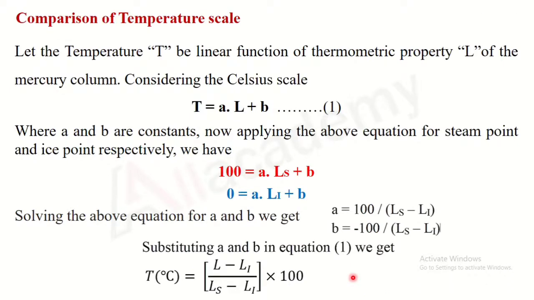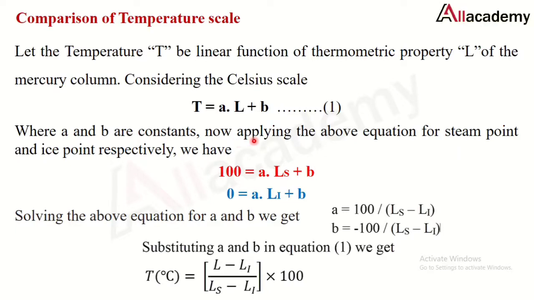Now let us see the comparison of temperature scales. This is a very important topic that we consider while solving numericals. Let the temperature T be a linear function of a thermometric property, and let L be the length of a mercury column considered in the Celsius scale. As it is a linear function of the thermometric property, T will be equal to A times L plus B, where A and B are constants.